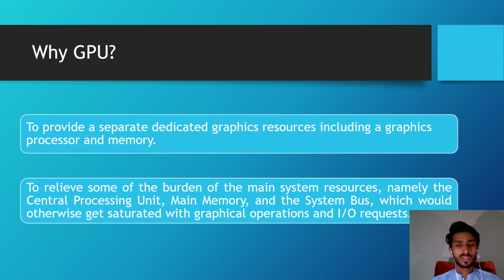Now we discuss why we use GPU. To provide separate dedicated graphics resources, which include a graphics processor and memory. To relieve some of the burden of the main system resources, namely the central processing unit, main memory and the system bus, which would otherwise get saturated with graphical, operational and IO requests.